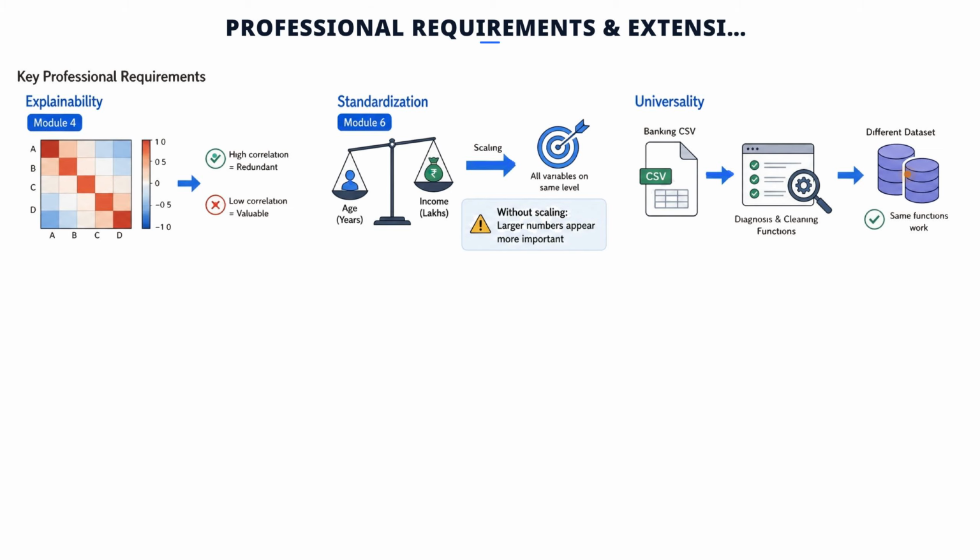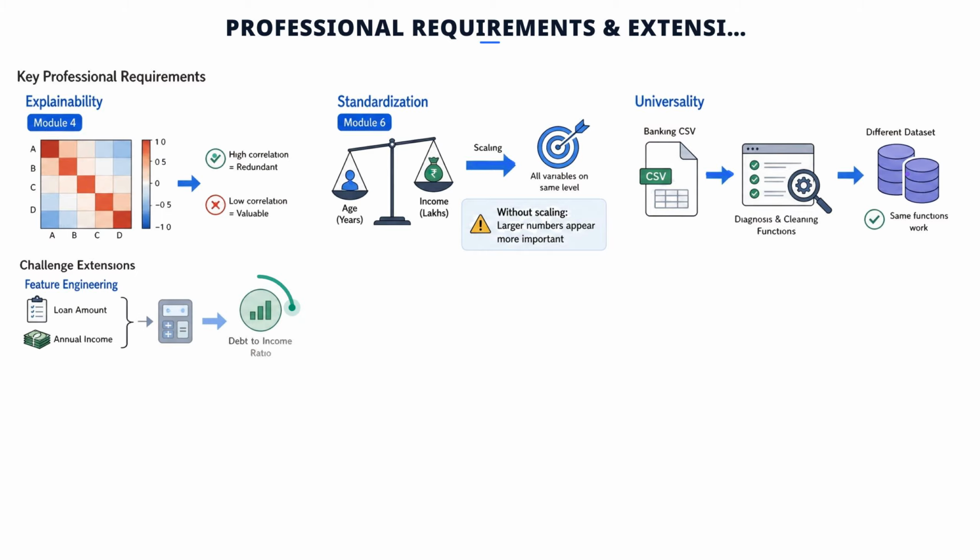Now, if you want to push this project further, consider these challenge extensions. You could try some feature engineering, which means taking the loan amount and annual income and mathematically combining them to create a debt-to-income ratio. This single new metric is far more powerful for risk assessment than the original 2 numbers alone.